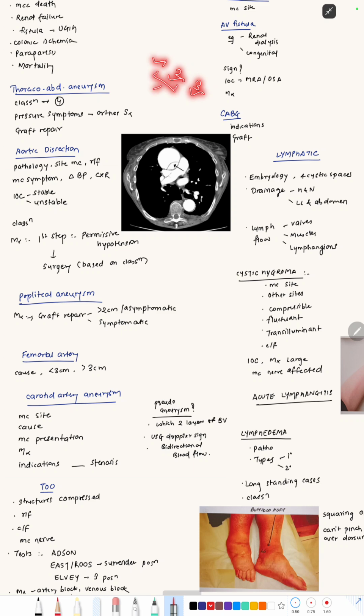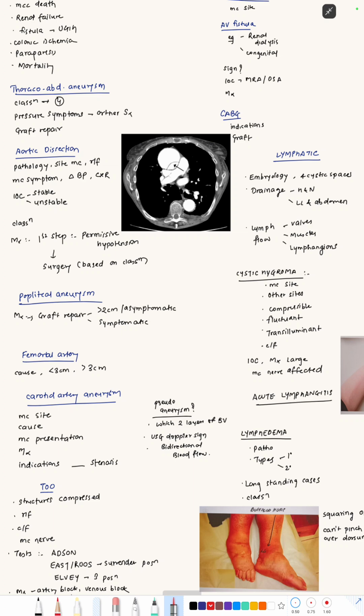Class 1 and 2, they are together called Stanford's class A, and the third is called Stanford's class B. Now the management, the first step is going to be giving short acting beta blockers, that is called esmolol. This is done for permissive hypotension, so that the BP is around 100 mmHg systolic, and then the surgery is done based on the classification. If the class is type 1 and 2, that is the ascending aorta is getting involved, in that particular condition, thoracotomy and graft repair is done. If it's going to be a class 3 where only descending aorta is getting involved, in that particular condition we can go for conservative management, and if it fails, then go for thoracotomy and graft repair.